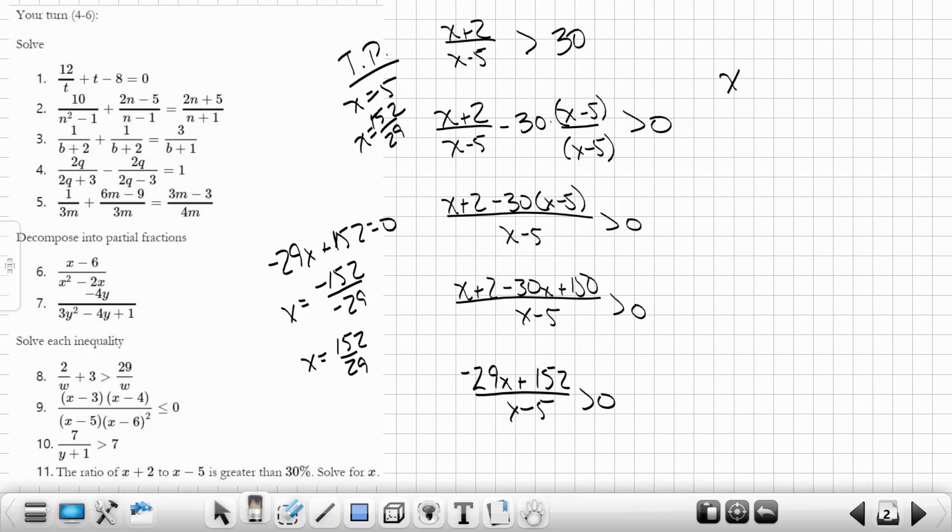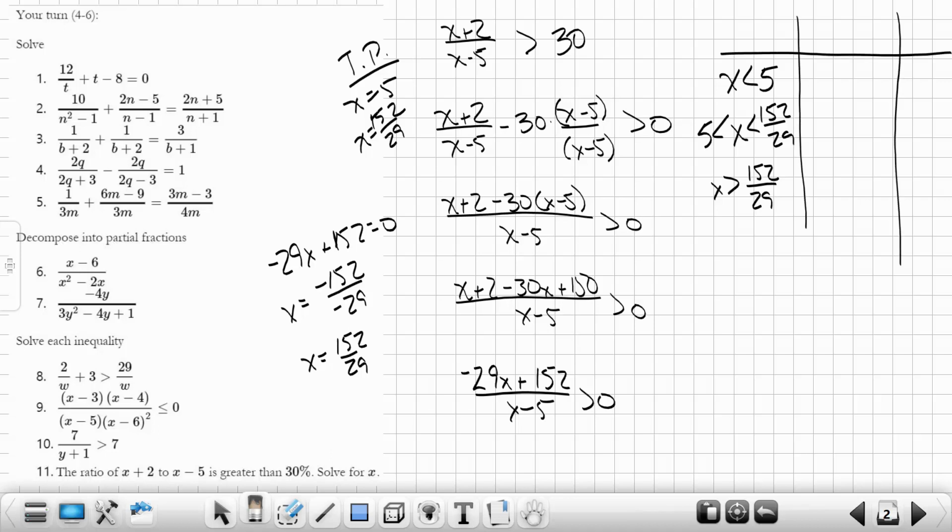So my test points, x is less than 5. X is between 5 and 152/29. And x is greater than 152/29. So a number less than 5. So remember I'm plugging it into here. I want greater than 0. If I pick a number less than 5, I'll get a negative over a negative. And that's positive, and that works.